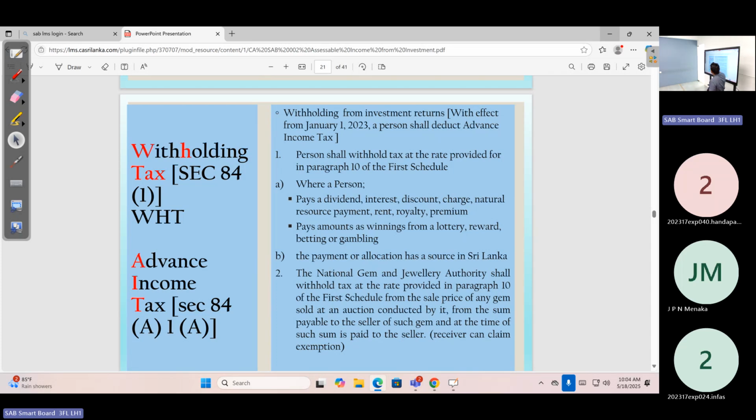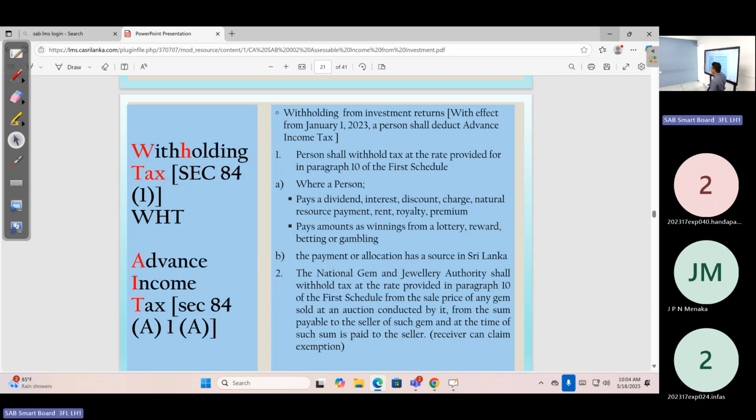Where a person pays a dividend, interest, discount, charges, natural resource payment, rent, royalty, premium, or a gain from lottery rewards, wedding or company, and the payment or allocation has a source in Sri Lanka. That means the income should be generated from a source in Sri Lanka. That's what we discussed under section 2. A non-resident person is liable for Sri Lanka income tax if there is a source in Sri Lanka.